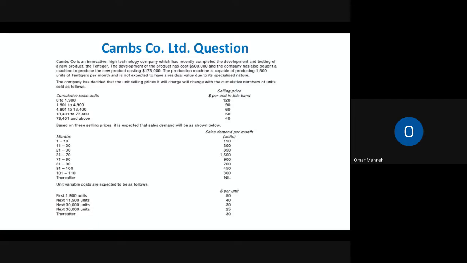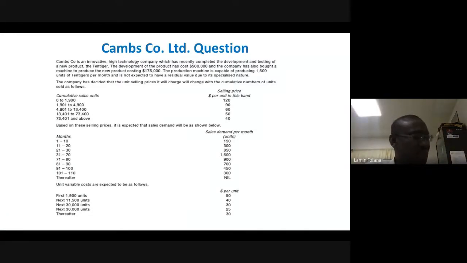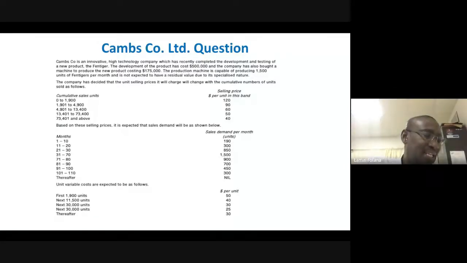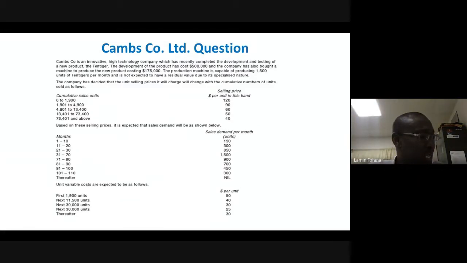Yes, when you are answering the question, for the growth stage, can you start from month 11 to month 30? For the growth stage, to start from month 11 to month 30, correct, yes. And then the maturity stage, as you can see, will be between months 31 to 70. Why? Because this is the stage where the monthly sales demand is at its peak, 1,500 units per month. Can you see? From month 31 to month 70, this is a long period, about 40 months, isn't it? So usually the maturity stage takes a longer period before people will start losing the appetite for the product.